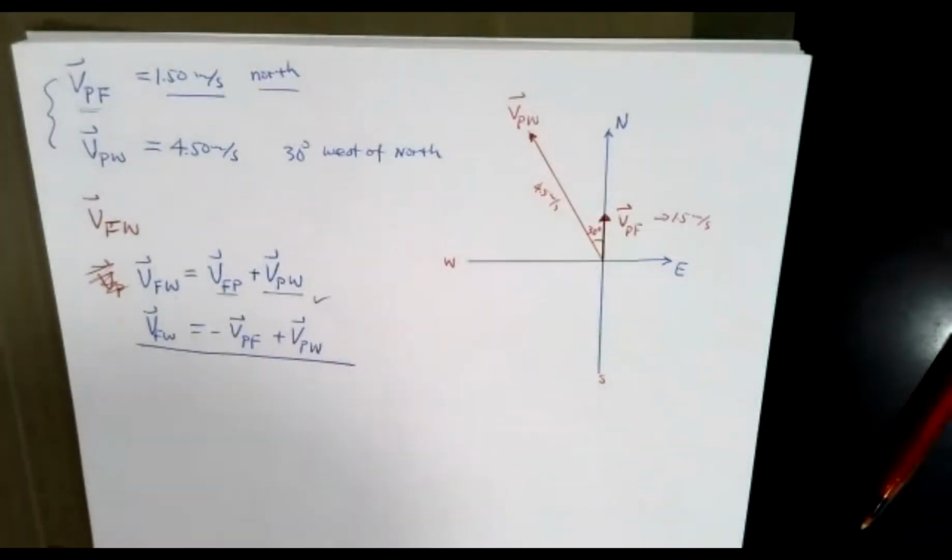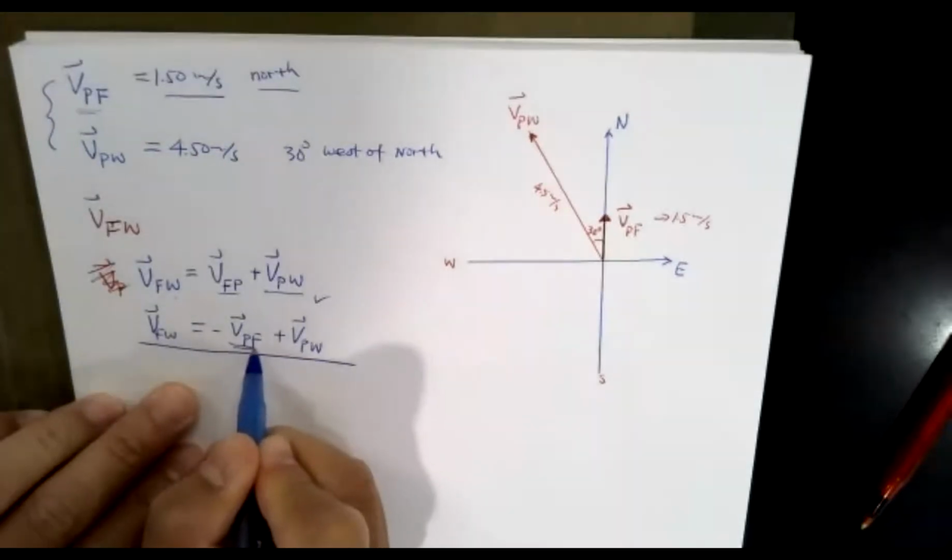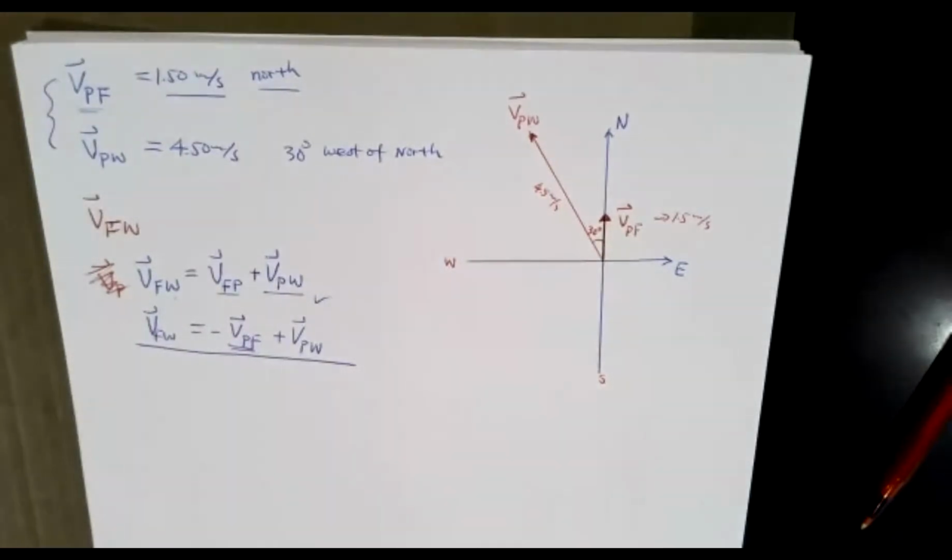If you flip the subscripts of a vector, then it becomes negative of the original, because this one is given.